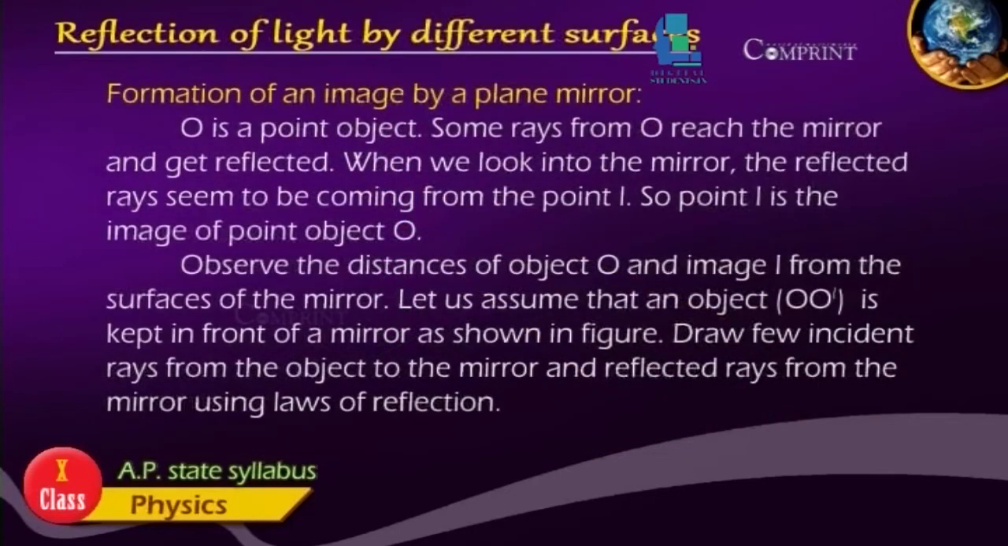Observe the distances of object O and image I from the surface of the mirror. Let us assume that an object OO1 is kept in front of the mirror as shown in the figure. Draw a few incident rays from the object to the mirror and reflected rays from the mirror using laws of reflection.